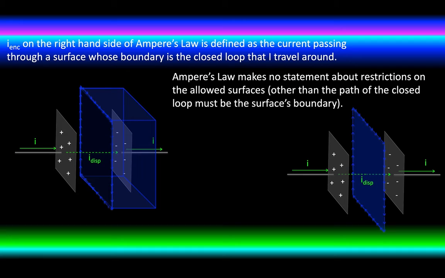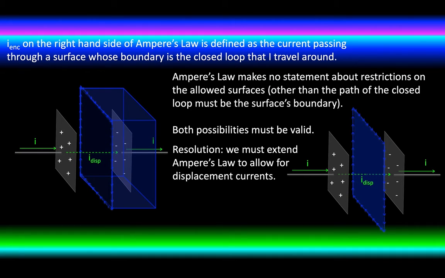Ampere's law doesn't make any restrictions on what surfaces are allowed other than the path I walk must be the boundary. So both of these possibilities must be valid for Ampere's law to apply. In this case, we could resolve and reconcile this by saying both surfaces must be allowed. So Ampere's law we will extend to allow for displacement currents. So the full form of Ampere's law, we're not replacing Ampere's law, we're just changing Ampere's law.